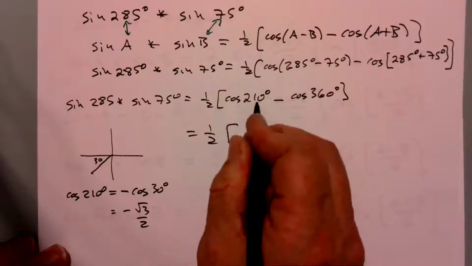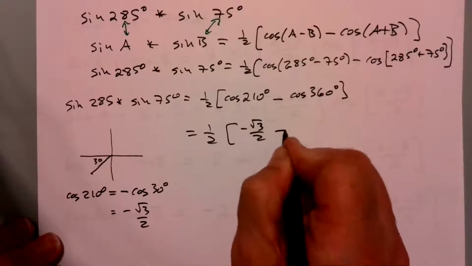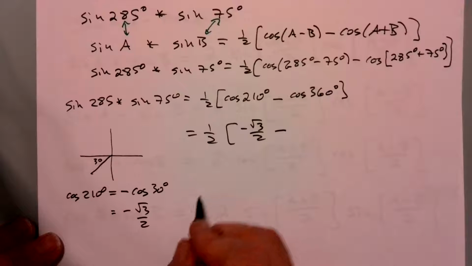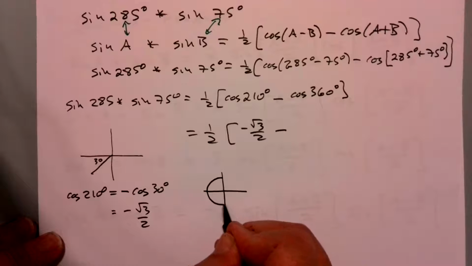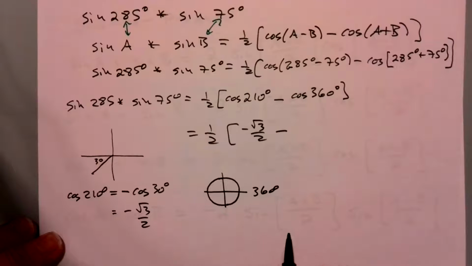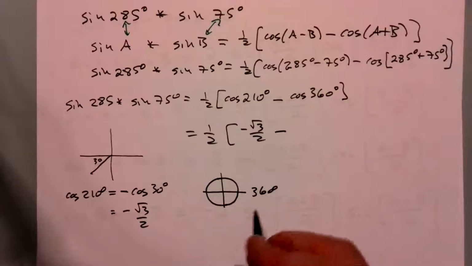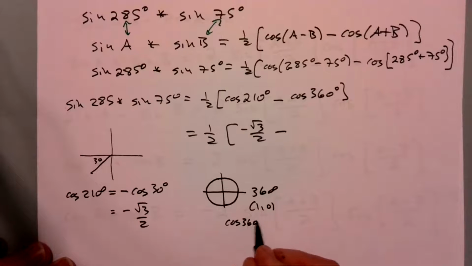So I have 1/2 cos of 210 is minus root 3 over 2. Minus cos of 360, well, what's that going to be? 360 is the same as 0. So here is 360 degrees, and the point there, of course, x is 1, y is 0. So the cosine of 360 is cos of 0, which is 1. Cosine of 360 degrees is 1.